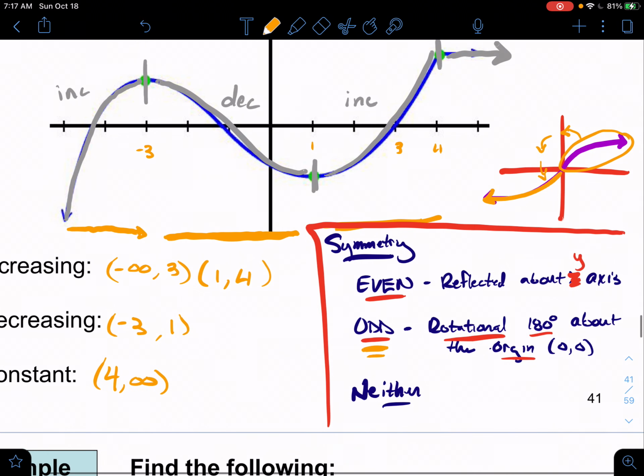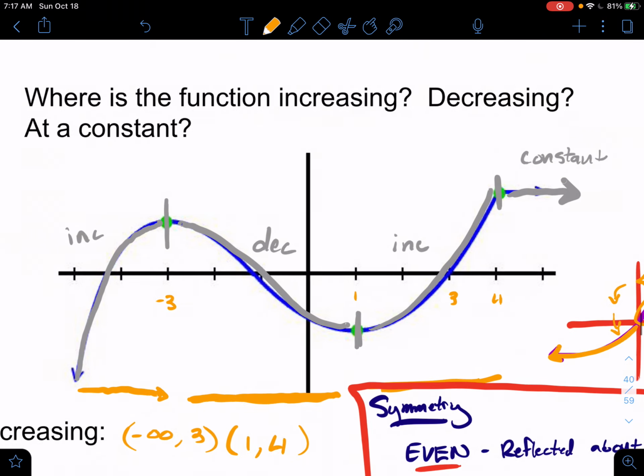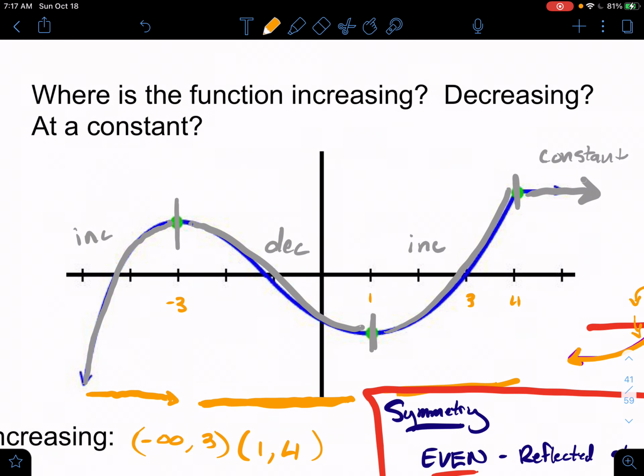The last part of it is neither. Not every graph is going to be symmetrical. So for example, for the one we just saw in this slide, this has no symmetry at all. There's no rotational symmetry where it would land exactly on it.